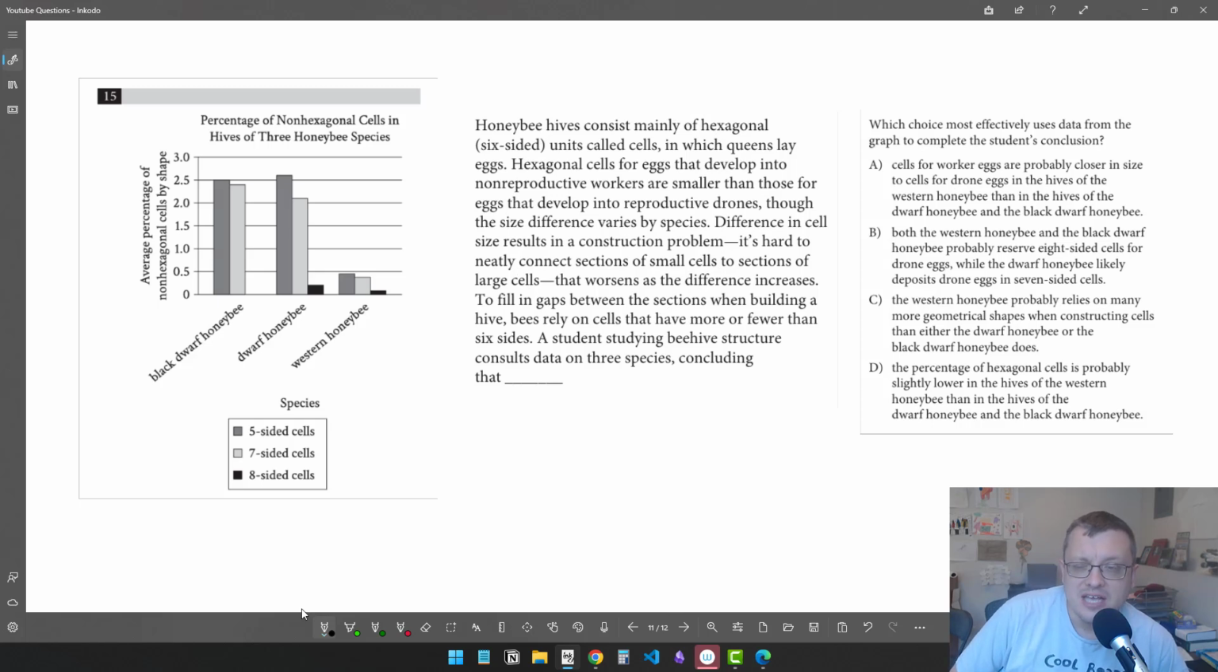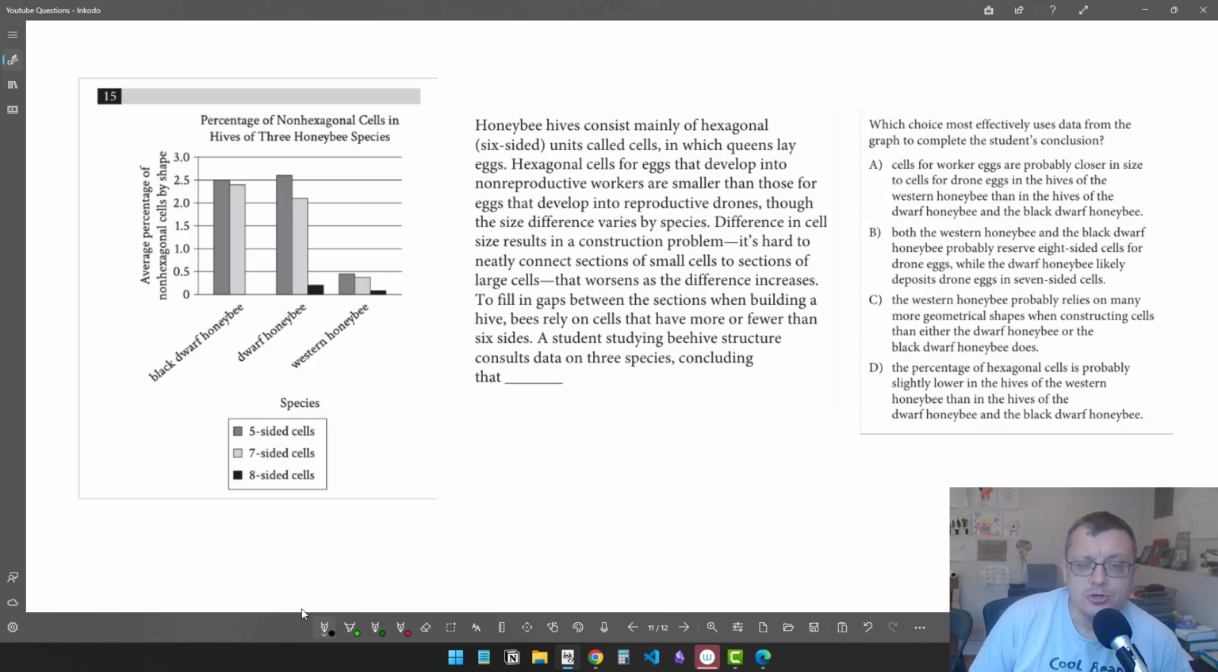Let's look at A. Cells for worker eggs are probably closer in size to cells for drone eggs in the hives of the Western honeybee than in the hives of the dwarf honeybee and the black dwarf honeybee. So I like, right out of the gate, this is drawing a distinction between what's going on for this species versus these two, because the data in this figure clearly show a significant difference just in the values of these average percentages for this species than these. We just have to justify why this would make sense.